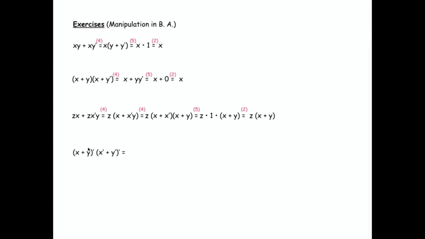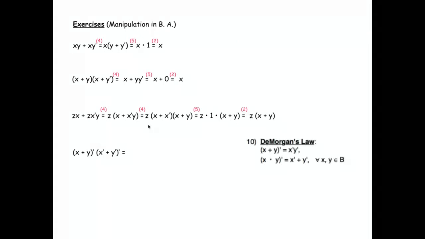Okay, next one, we have x or y together complement, and x complement or y complement complement, right? So we'll have some double complements here. We're going to use De Morgan's law, which is not one of the axioms, it's one of the properties. So using De Morgan's law, 10, right?